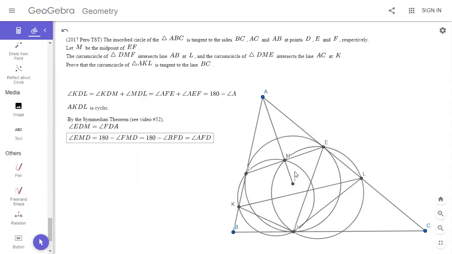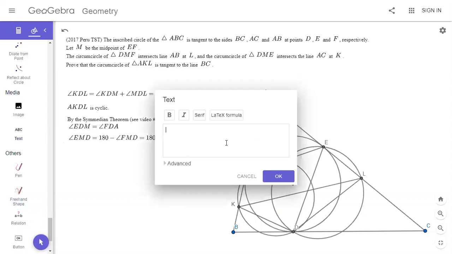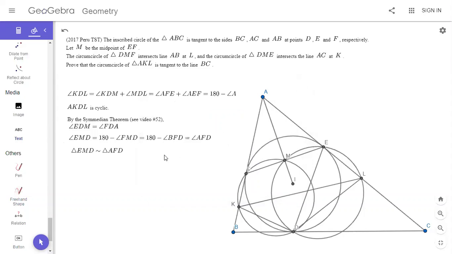Okay, so EMD and AFD are similar, and that's kind of like a well-known fact. I'm just proving it here. And so angle FAD is equal to angle DEF or DEM.